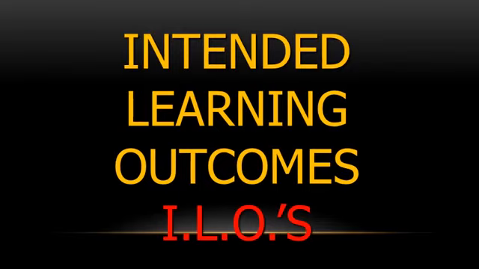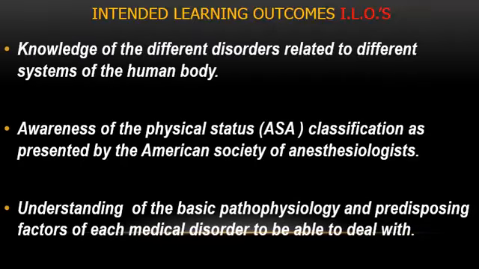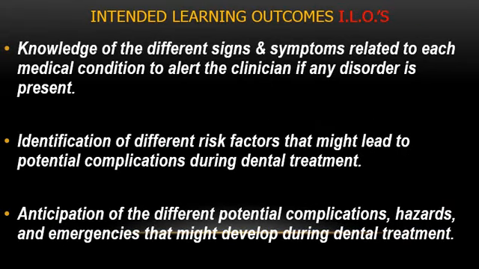So let's go to the intended learning outcomes. By finishing this group of lectures regarding the medically compromised patients, you should have a good knowledge of the different disorders related to different systems of the human body. You should be aware of the physical status classification as presented by the American Society of Anesthesiologists. You should understand the basic pathophysiology and predisposing factors of each medical disorder to be able to deal with it. You should have substantial knowledge of the different signs and symptoms related to each medical condition, and this should alert the clinician if any disorder is present.